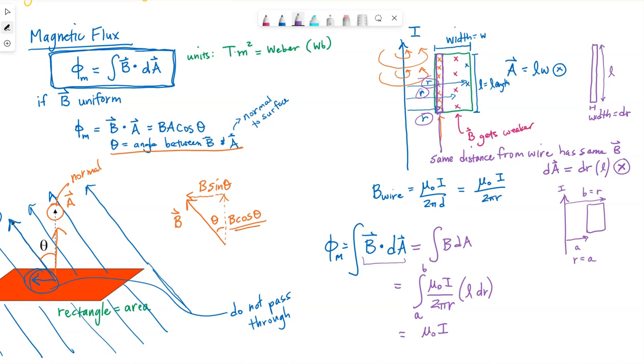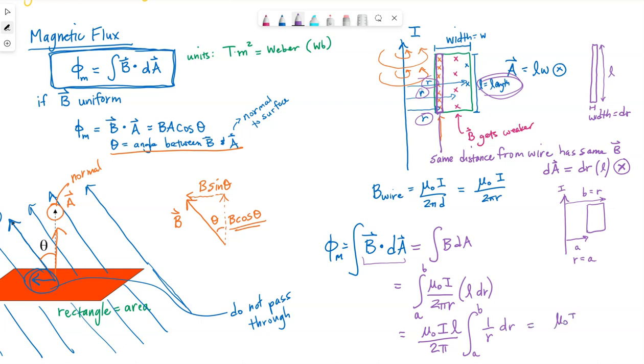The current does not change with a distance R. The current is whatever the current is at the moment we're talking about, so however many amps. L is this height or length of the rectangle, so I can pull those out. I can pull the 2 pi out. That leaves me with 1 over R dr, evaluated between A and B.